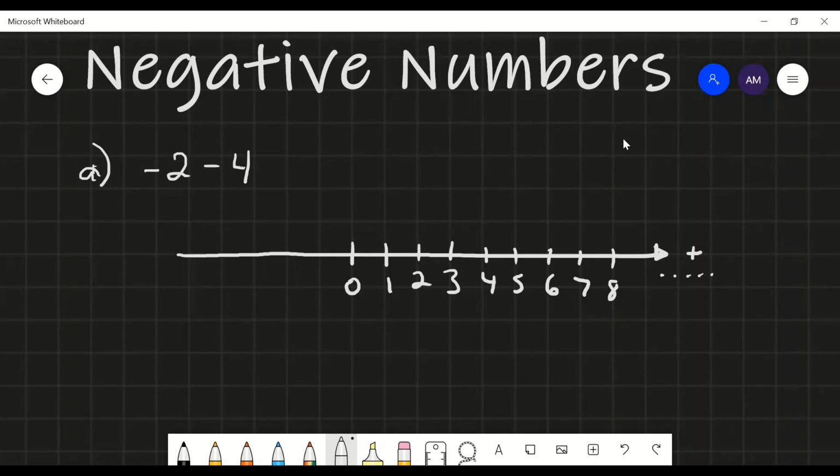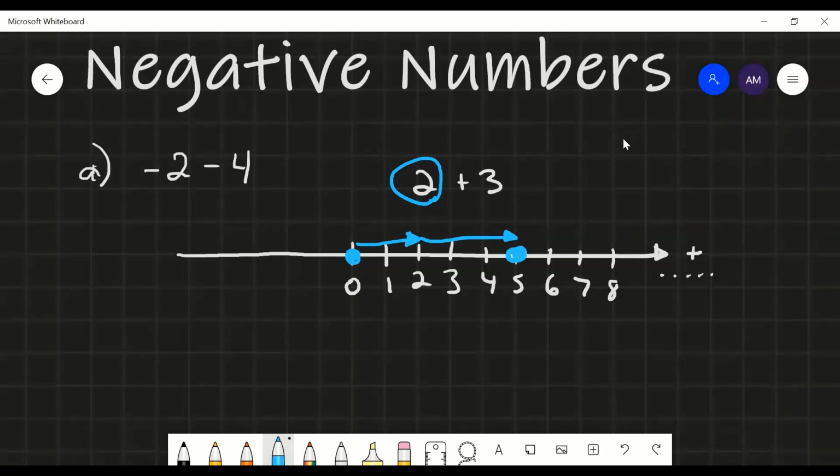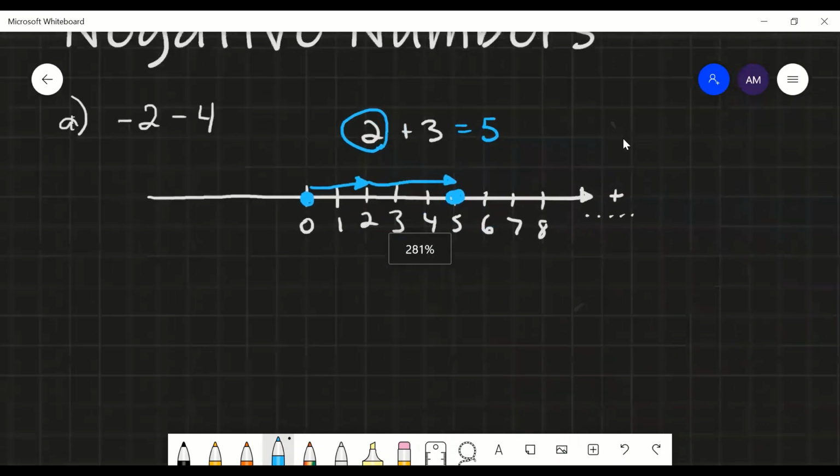Now suppose I asked you what 2 plus 3 was. Well, visually on the number line, you would always start at 0, and you would move over by 2 for the 2, and then you're adding 3, so you're moving another 3, 1, 2, 3. And you landed on 5, so 5 would be your answer. So that's all well and fine.